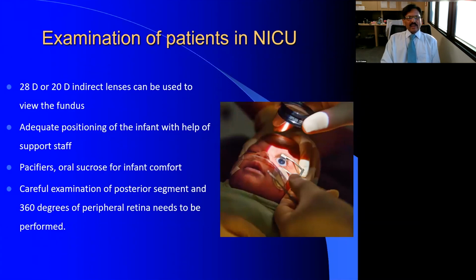So usually 28 diopters is the one that I normally use unless you're specifically trying to look at a particular area for magnification, like a tuft. Adequate positioning with the help of the support staff is important. Without that, it's very difficult to do this. We use pacifiers or oral sucrose for infants because you're obviously depressing, and that can be painful to the child. And careful examination needs to be performed.